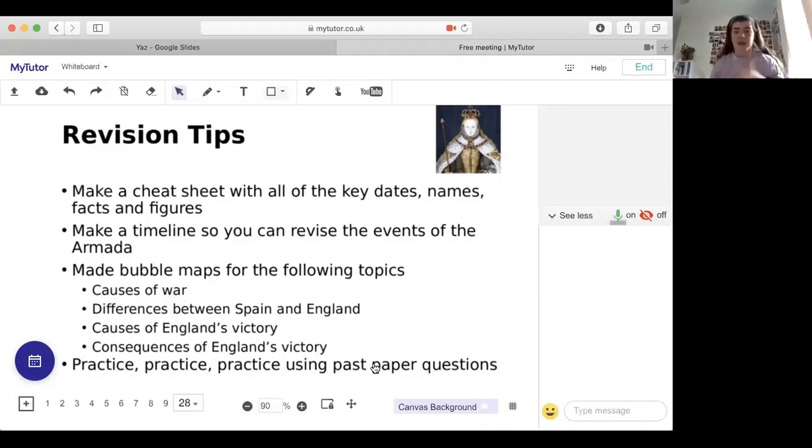Make bubble maps or linear notes, depending on what works for you. I just prefer bubble maps. On the causes of war, differences between Spain and England, causes of England's victory and the consequences of England's victory.